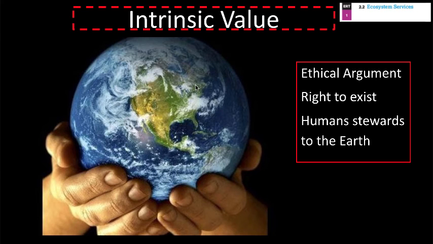Then finally, there is the intrinsic value. Even if we didn't get any of this stuff from biodiversity, even if we didn't have those previous four, some people still argue, well, so what? Biodiversity, our planet, ecosystems have the right to exist. It's an ethical thing, and humans are responsible for taking care of the planet regardless of what value the biodiversity provides.